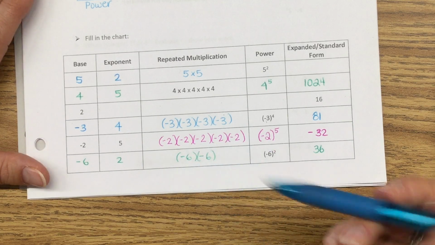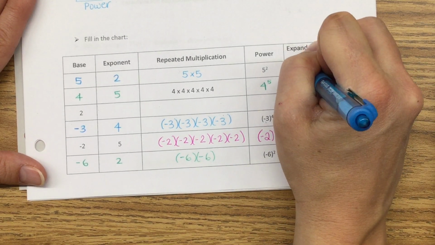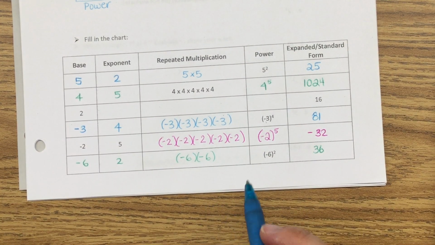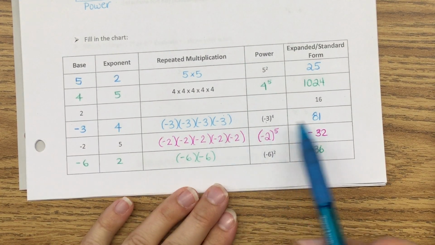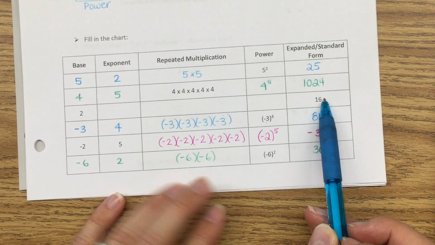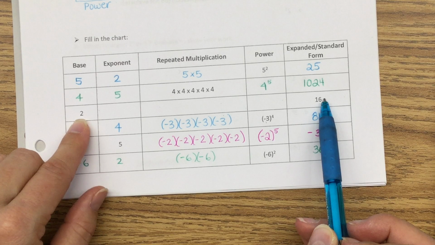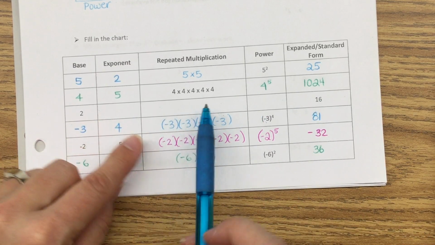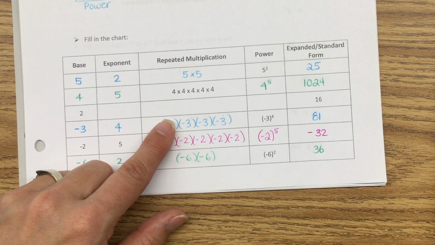They both mean multiplication. Okay, and 5 times 5 is 25. Right on. Next, we want to figure out, we're only given the standard form, which is 16, and we're given the base. So what's going to be our exponent? Let's take a look at the repeated multiplication to figure that out.